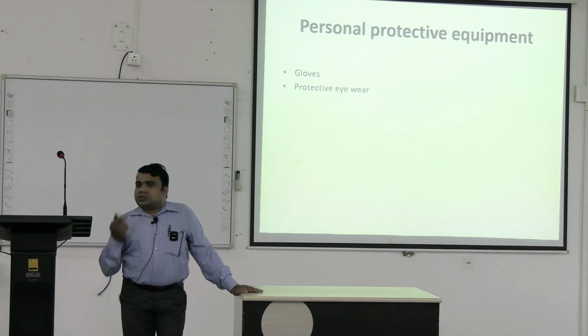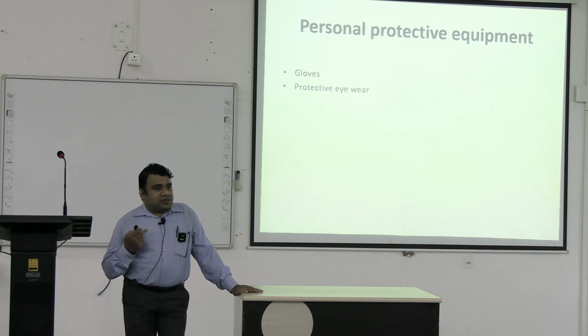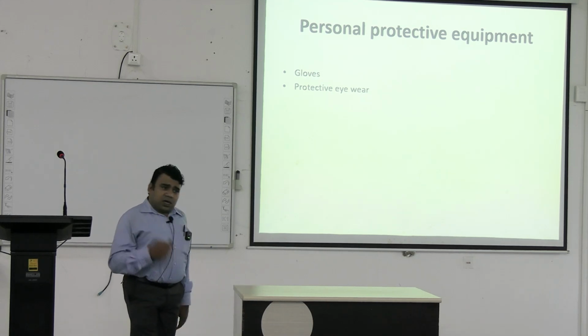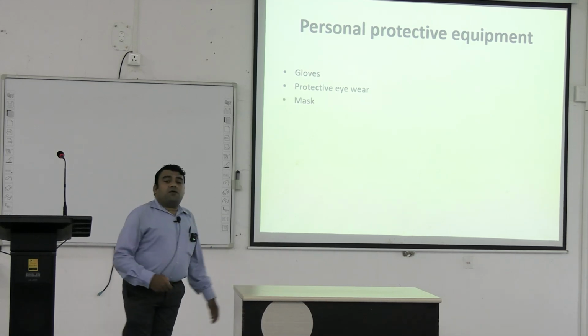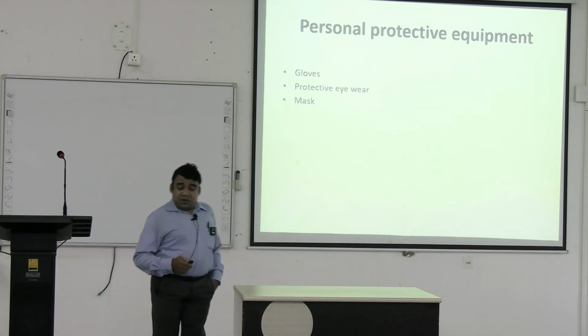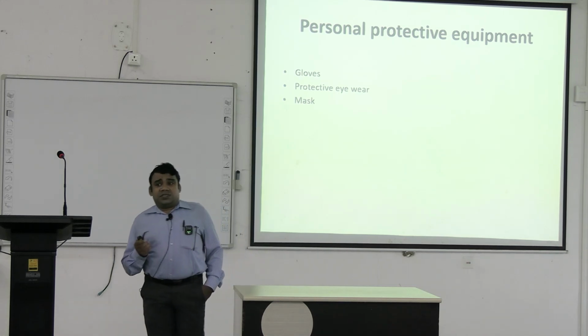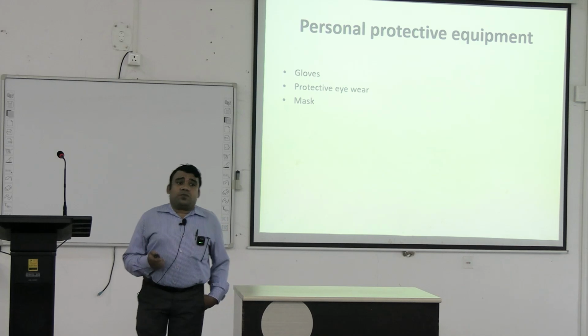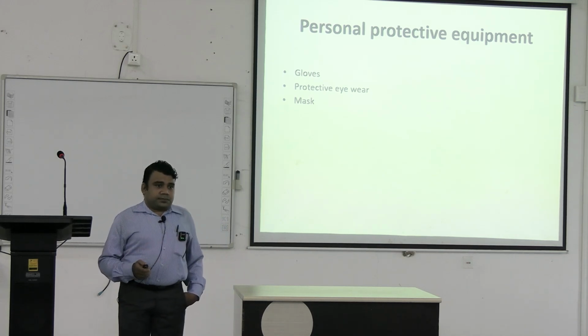So what are the mucous membranes? The nostrils, the mouth, and the eyes. For the mouth and the nostril, you must wear a mask, and for eyes, you must wear protective eyewear. Please remember, all those of you who are having spectacles, spectacles do not protect your eyes from splash.